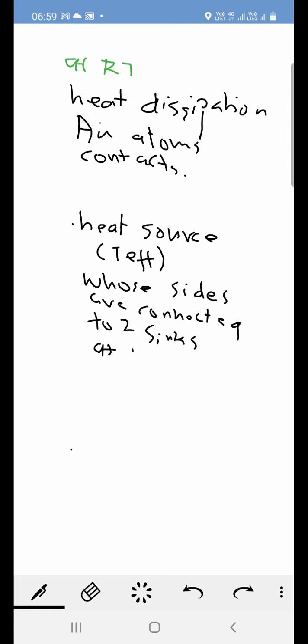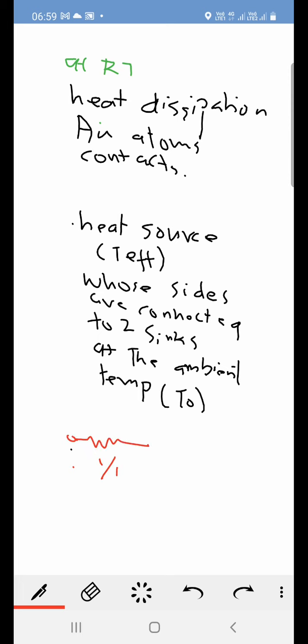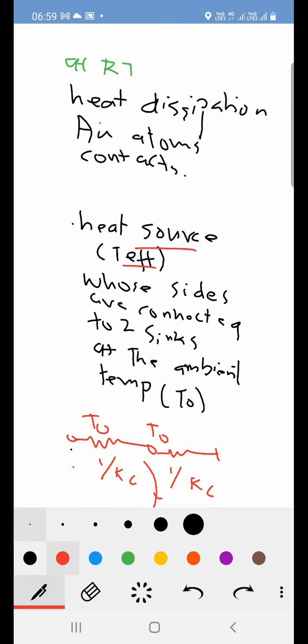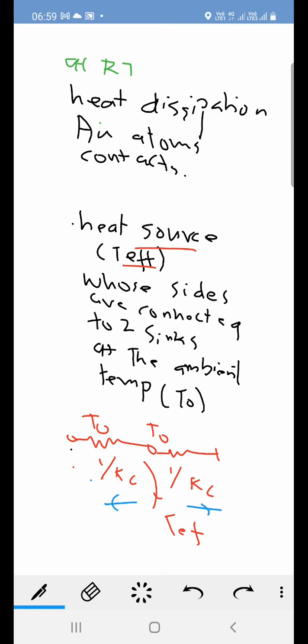At the ambient temperature T0. So again, this is what is represented as we have said. So initially there are two sinks, 1 by Kc, with ambient temperature T0. So this T effective is the heat source. This is T effective. It has two sinks, so it sinks down at these two levels.